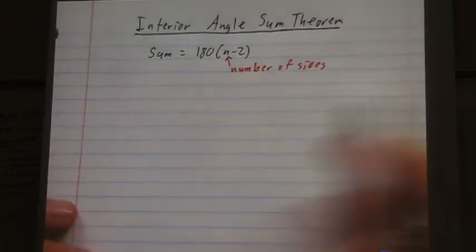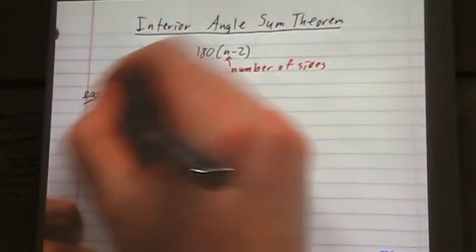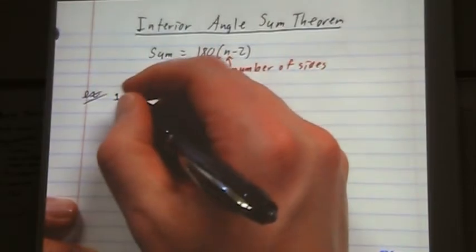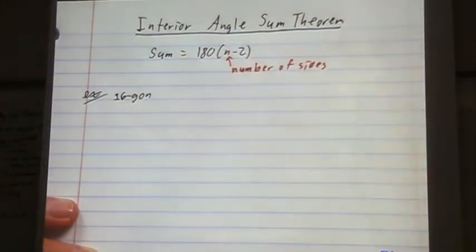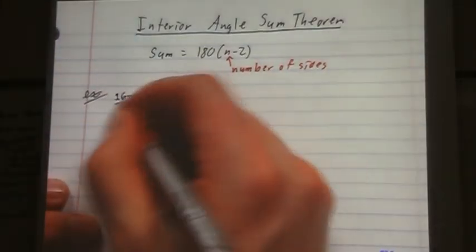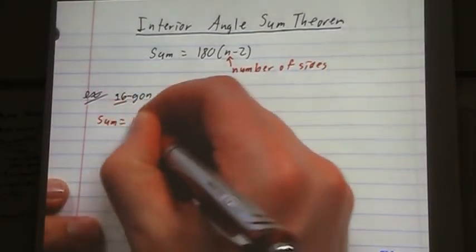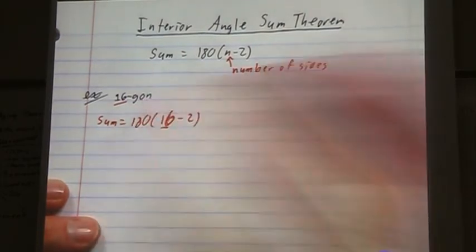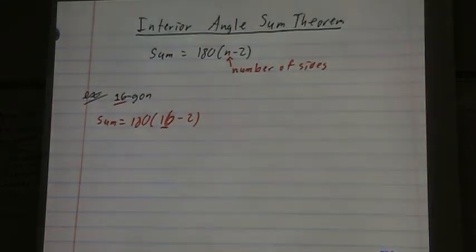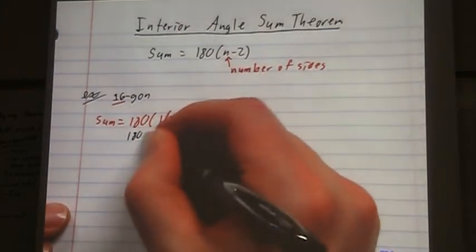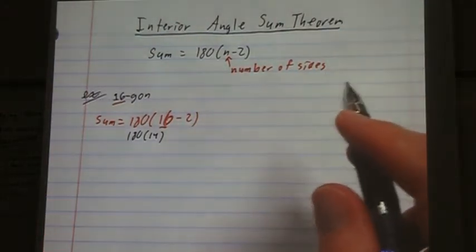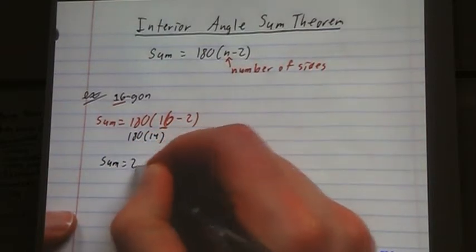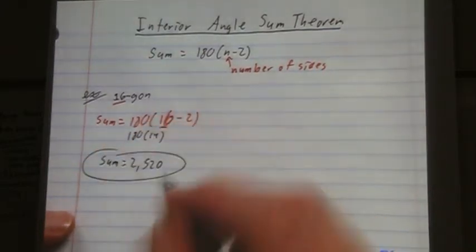So if you were to be asked, hey, let's do an example real quick. What's the interior angle sum of a 16-gon? Well, you take 16, sum equals 180 times 16 minus 2. That's my number of sides. And then I just solve that guy. So 16 minus 2 is 14. 180 times 14. Oh, I need my calculator for that one. Sum equals 2,520. Boom.